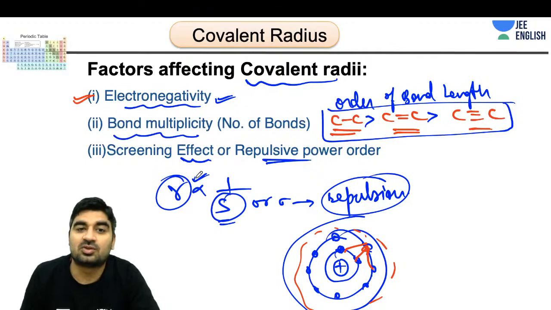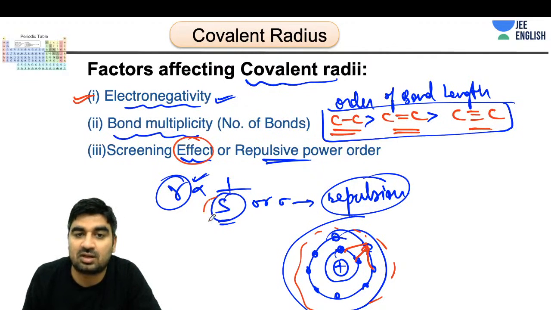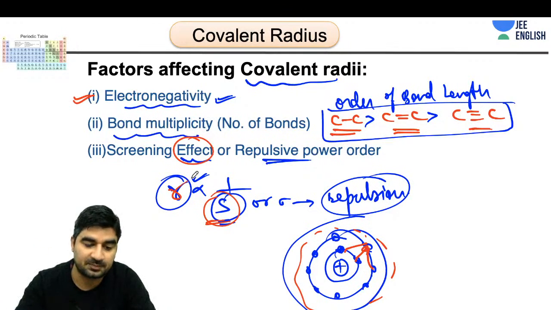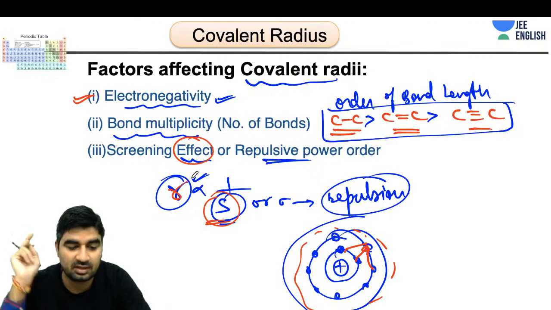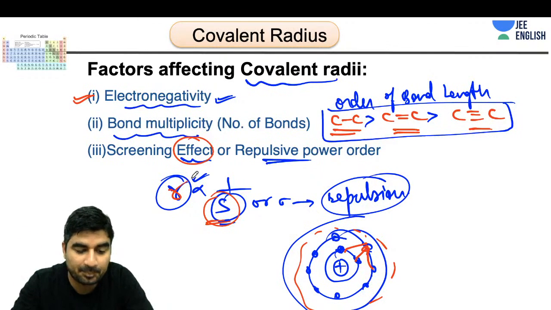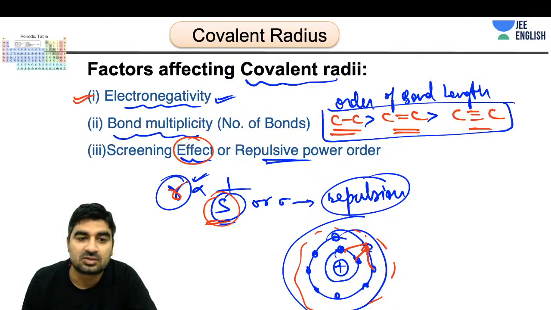Got it? So screening effect. So larger the screening constant, larger will be the radii. Got it? So larger the screening effect, larger will be the radii. Any doubt? Any doubt, guys? No doubt now. So let's move now.